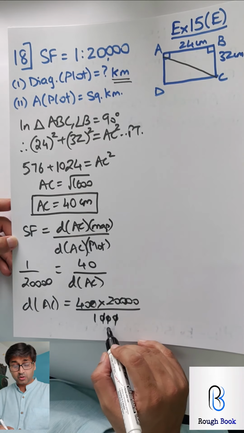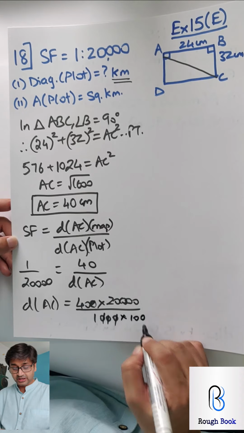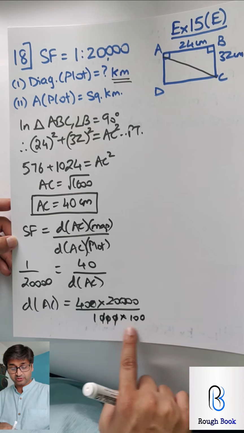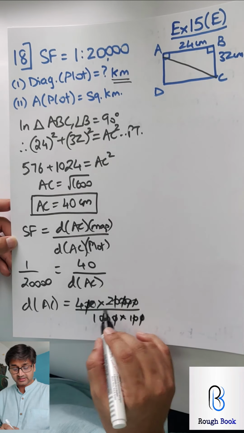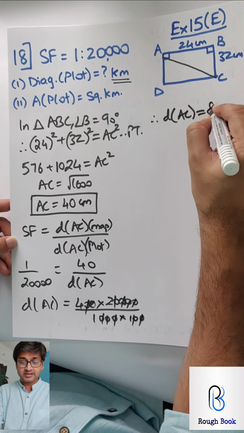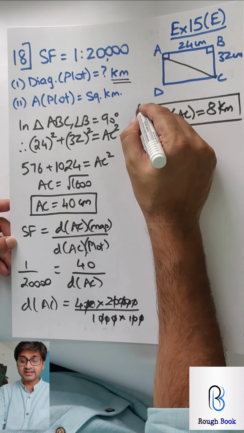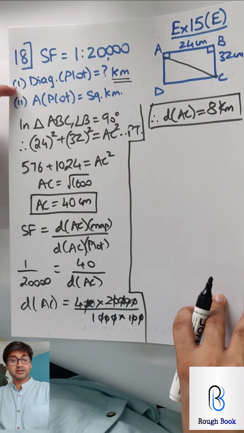So centimeter to meter first, and meter to kilometer. So first it will be 100 and then meter to kilometer is 1000. So you'll have so many zeros. So cancel, cancel, one more cancel. So 4 2s are 8. Therefore diagonal AC is 8 kilometers. My God. So the real plot has 8 kilometers as the diagonal. Are you getting this? The first part, the diagonal.